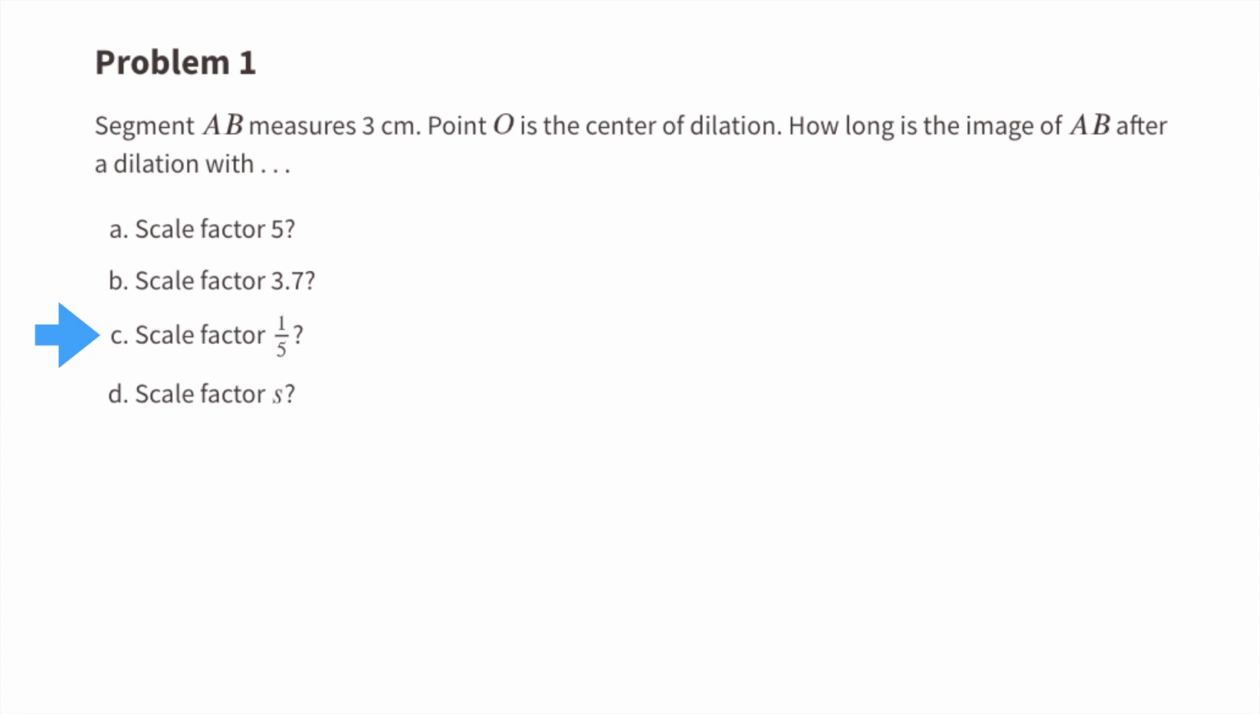C. A scale factor of 1/5. 3 centimeters multiplied by 1/5 would equal 6/10 of a centimeter or 3/5 of a centimeter. 6/10 of a centimeter and 3/5 of a centimeter are equivalent. D. A scale factor of S. 3 centimeters multiplied by S equals 3s centimeters.